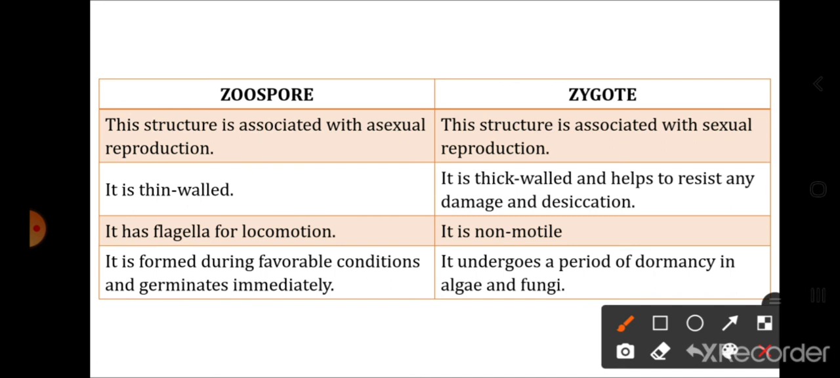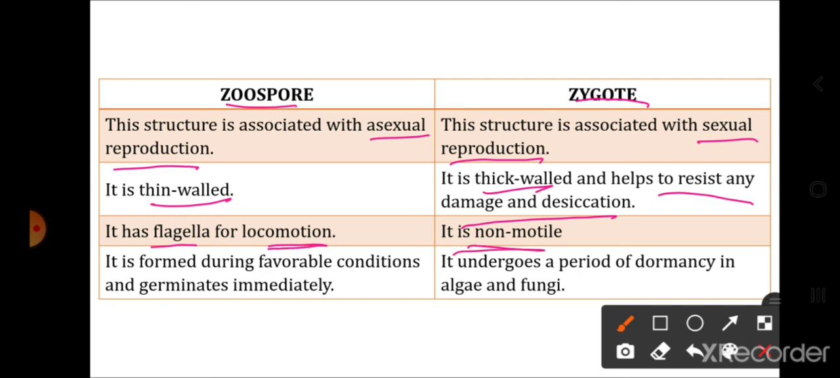Now let us see the difference between zoospore and zygote. Basically, the zoospore, we know, is a structure which is involved in asexual reproduction, whereas the zygote is formed as a result of sexual reproduction. Zoospore is normally thin walled, whereas zygote is thick walled, and it helps to resist damage and desiccation. Zoospore will have flagella for locomotion, whereas zygote is non-motile. Zoospore is formed during favorable conditions and germinates immediately, whereas the zygote may undergo a period of dormancy in algae and fungi.